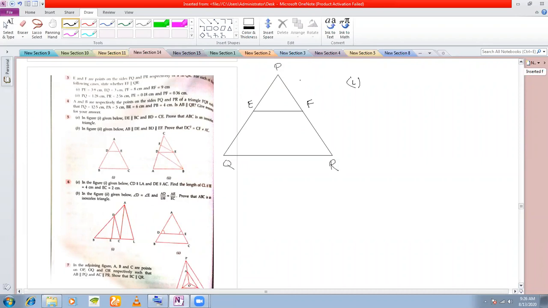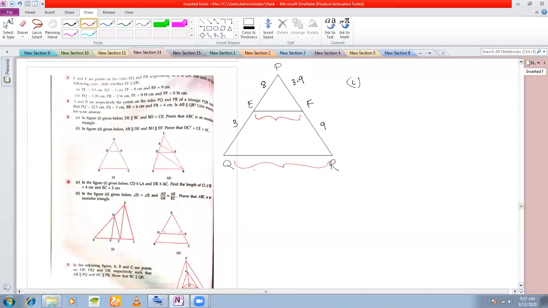In the first case, PF is given to be 3.9, EQ is given to be 3, RF is given to be 9, and the other side PE is 8 centimeters. The question is whether this line EF is parallel to QR.